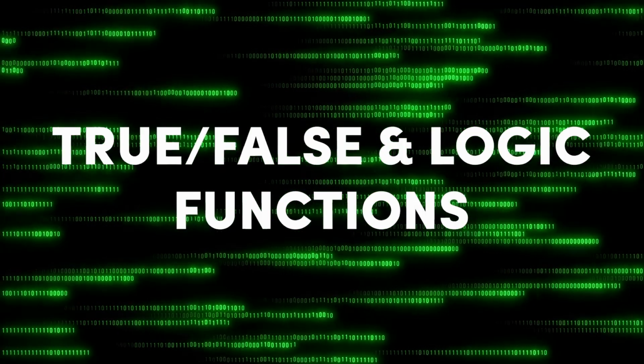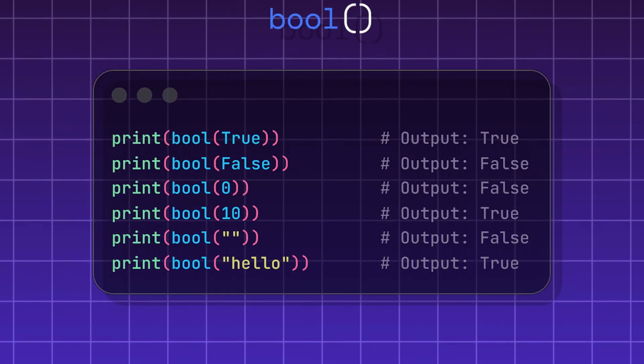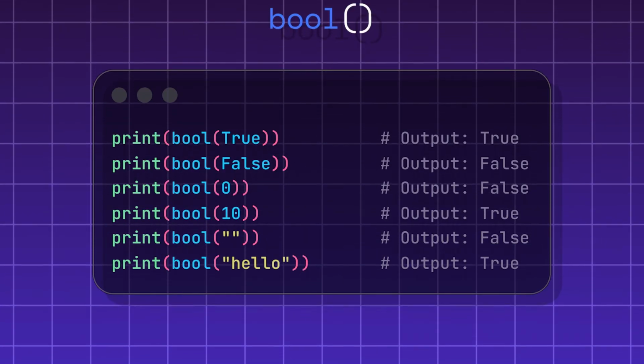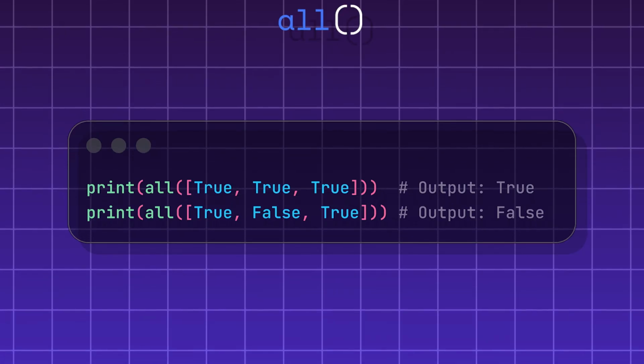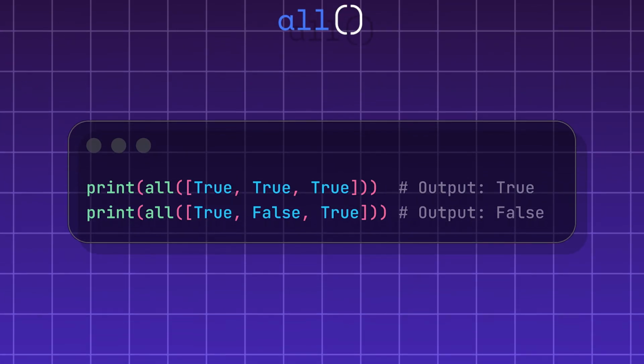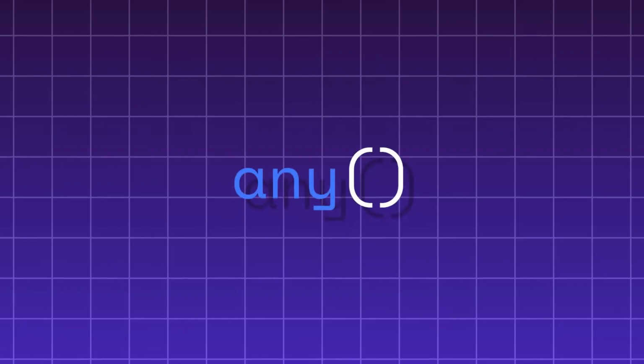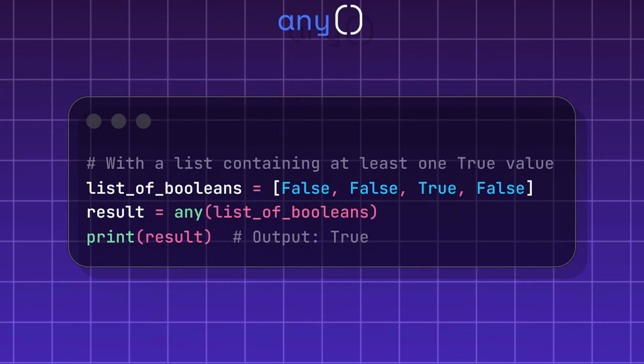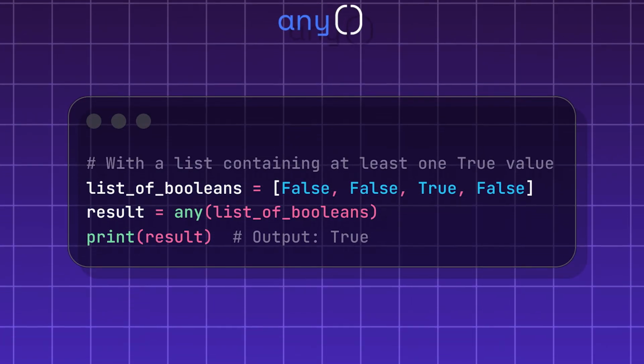True, false, and logic functions. Bool converts to true or false. It's named after the Boolean data type. All returns true if all the items in a list, tuple, set, or dictionary are true. Any returns true if any item in a list, tuple, set, or dictionary is true.